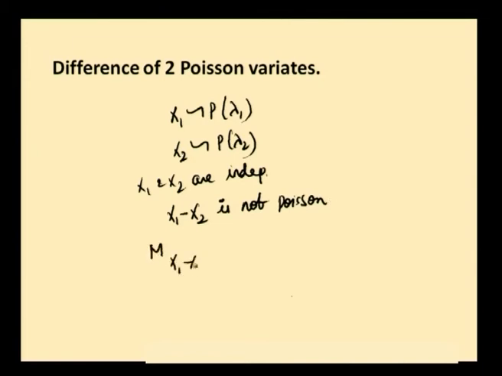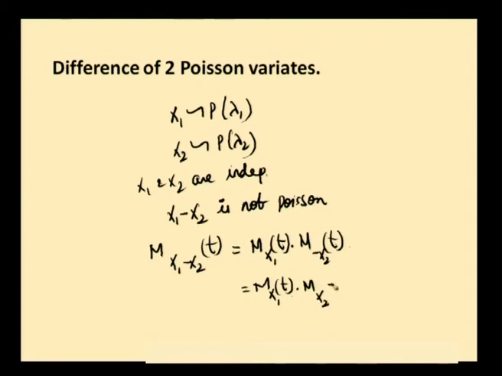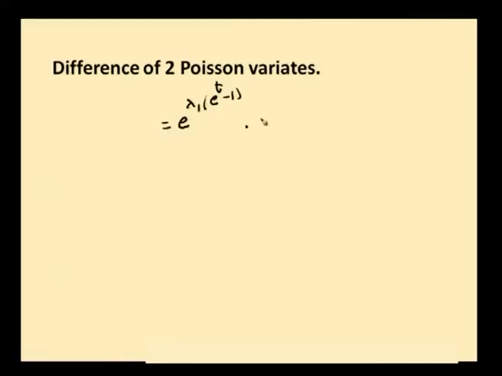Take m x1 minus x2 of t. This is written as m x1 of t into m minus x2 of t, because this can be written as x1 plus minus x2. So, this is m x1 of t into m x2 of minus t. This is by the property we have already discussed, m cx of t is equal to mx of ct, where here c is minus 1, right. So, what will happen? M x1 of t is the moment generating function of Poisson random variable, written as e power lambda 1 into e power t minus 1, and m x2 of minus t is e power lambda 2, with minus t in the place of t. So, e power minus t minus 1, and these two cannot be combined, and you can't write lambda 1 minus lambda 2.